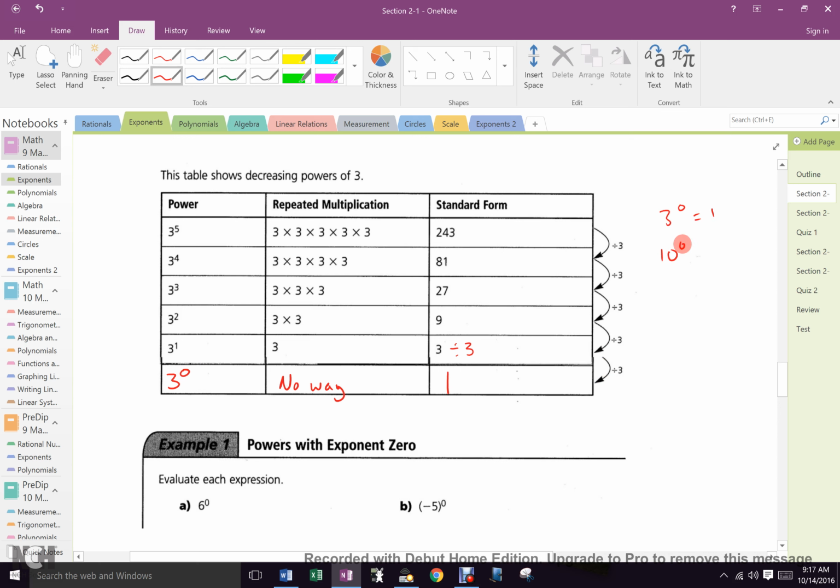So if 3 to the 0 is 1, what's 10 to the 0? 1. What's 24 to the 0? 1. What's 722 to the 0? 1. What's 1,693,294 to the 0? 1. It's always 1. Okay? Yes, it does make sense.